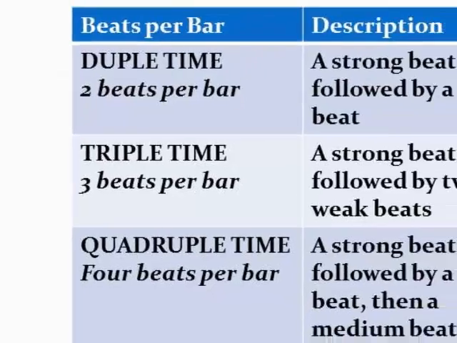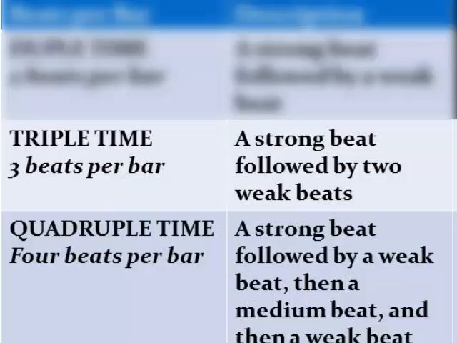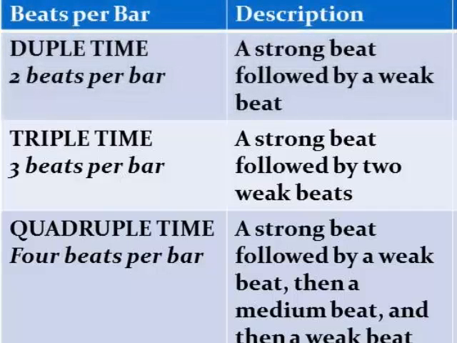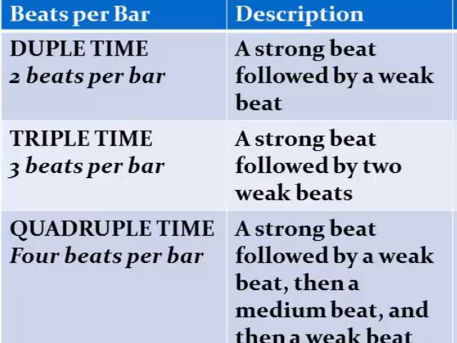In duple time, we have a strong beat and then a weak beat, and it sounds like this: 1, 2, 1, 2, 1, 2. In triple time, we have strong, weak, weak, strong, weak, weak, strong, weak, weak in each measure. In quadruple time, we have strong, weak, medium, weak, strong, weak, medium, weak in each measure.